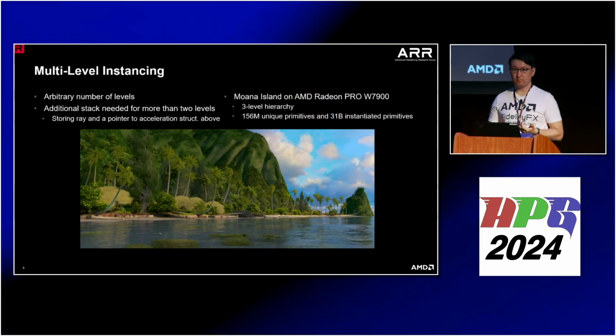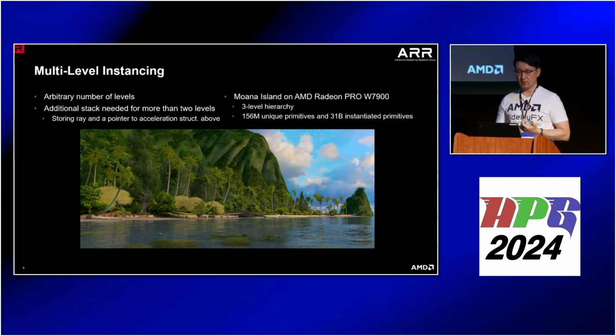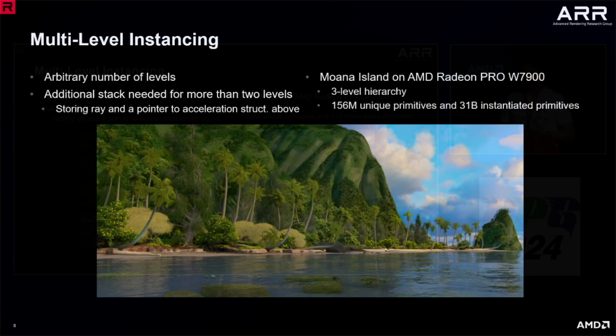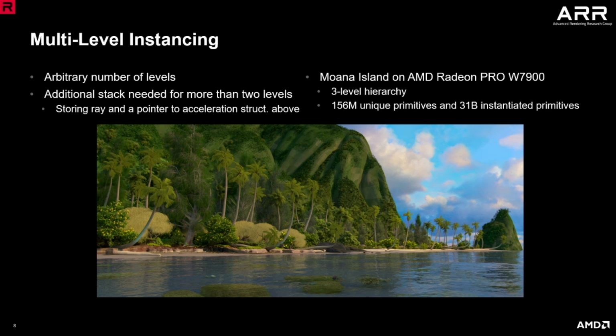Now I would like to talk a bit about features we have in HIPRT. The first one is multi-level instancing, which is a generalization of the two-level hierarchy into more than 2 levels. We support basically an arbitrary number of levels. We need additional logic, a short additional stack to store the hierarchies above, to be able to go from the bottom level hierarchy to the hierarchy above.